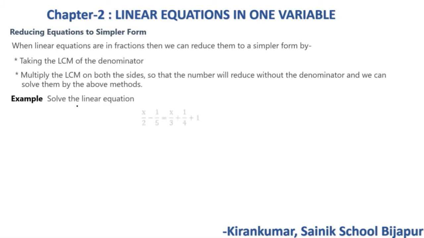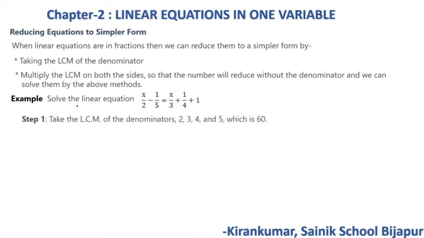Let's solve the equation. x by 2 minus 1 by 5 equal to x by 3 plus 1 by 4 plus 1. Here we take LCM of the denominators 2, 3, 4 and 5. The LCM is 60. Now we multiply both the sides by 60. Then we get 30x minus 12 equal to 20x plus 15 plus 60.